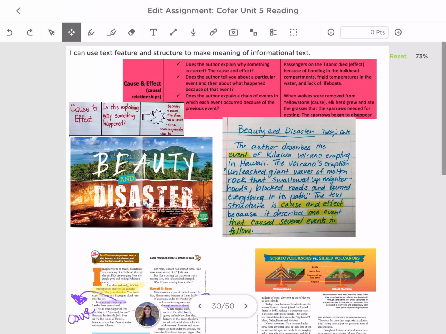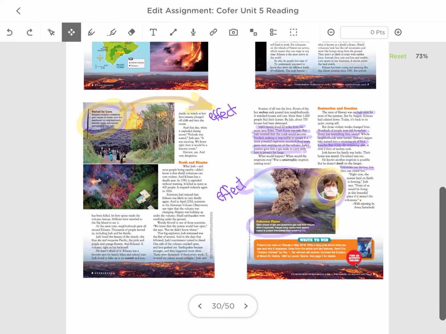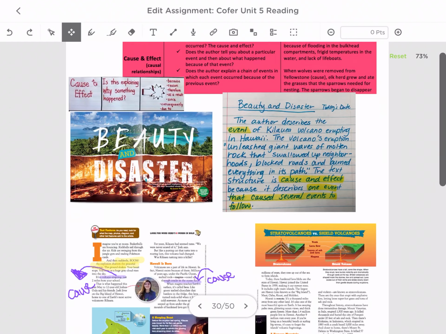Remember, we write the title of our article, Beauty and Disaster, with capital letters and underline it. We include the date. The author describes the event of Kilauea's volcano erupting in Hawaii. The volcano's eruption unleashed giant waves of molten rock that swallowed up neighborhoods, blocked roads, and burned everything in its path. That is a direct quote from the article. The text structure is cause and effect because it describes one event that caused several events to happen. So our cause is the volcano erupting, and then all of these down here are the different effects.